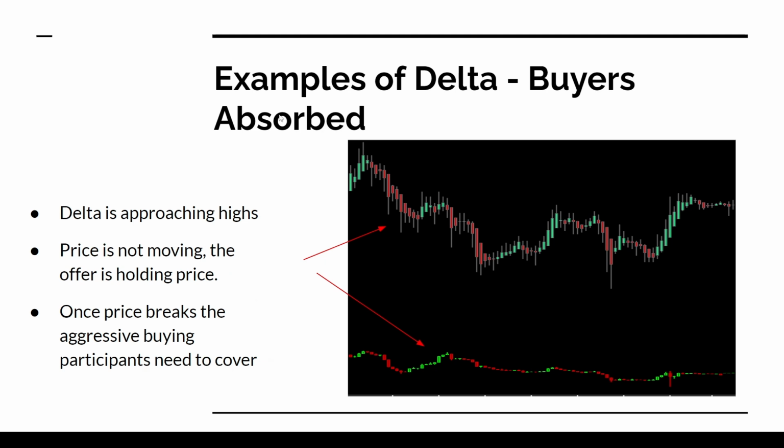Okay, so we've got a number of different examples to run through here. We're going to cover things like buyers being absorbed, sellers being absorbed, offers being pulled, and exaggerations of those price movements.